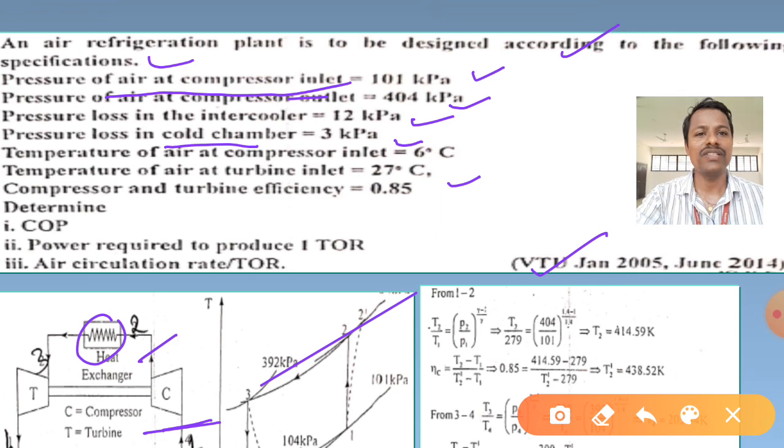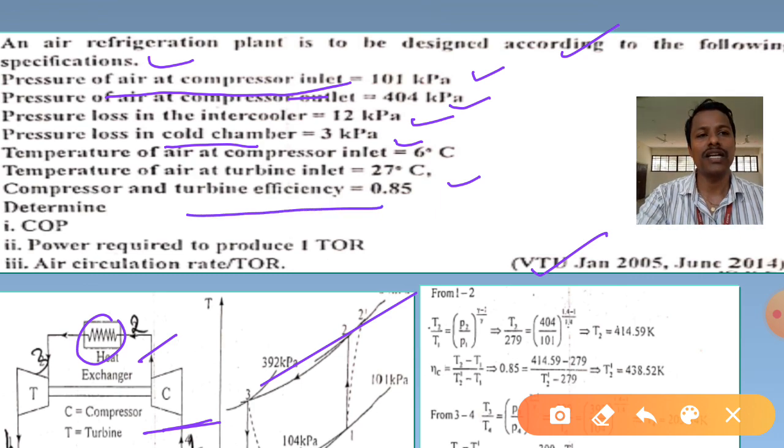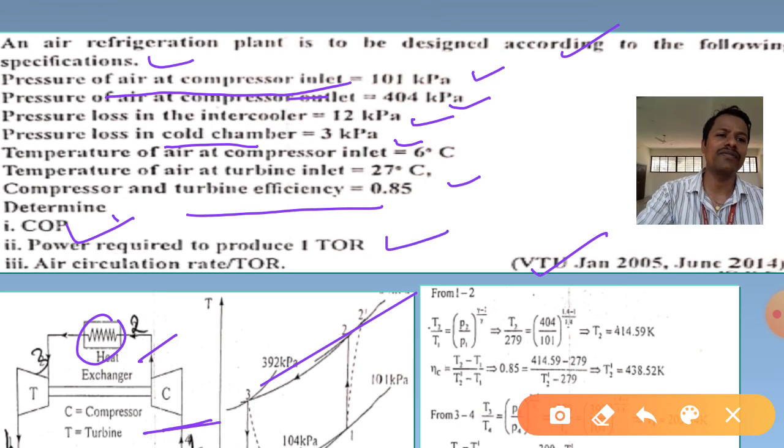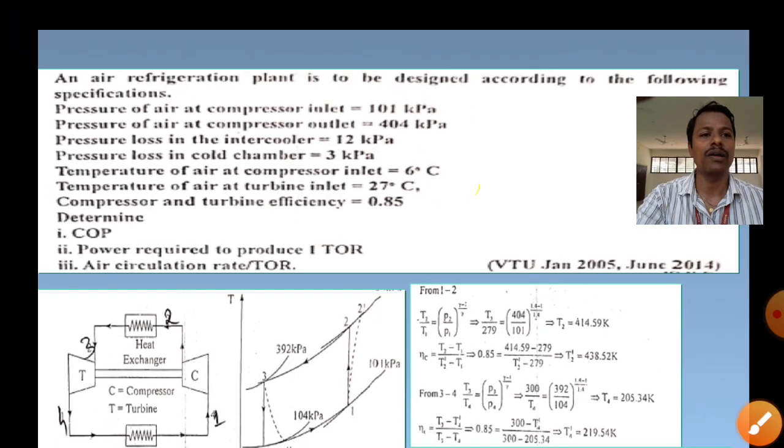Then compressor and turbine efficiency he has given. The very important thing is we must know whether the given problem is related to the actual Bell-Coleman cycle or the theoretical Bell-Coleman cycle. Here, since turbine efficiency is given, we need to take turbine efficiency and compressor efficiency into consideration. With this given data, we are supposed to determine the COP for this plant, then the power requirement to produce 1 ton of refrigeration, where the total refrigeration effect is 1 ton of refrigeration. Then the air circulation rate per ton of refrigeration. A very important problem on the Bell-Coleman cycle.